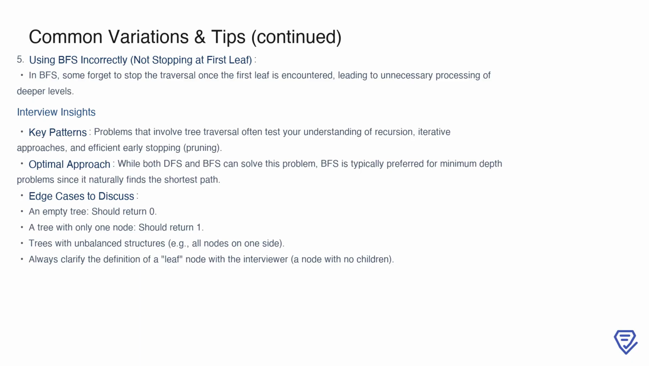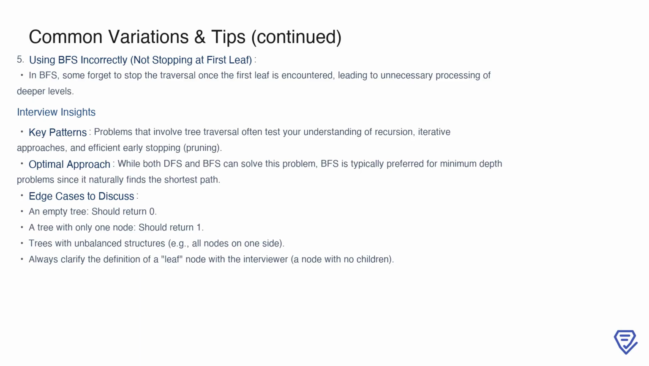Another common error occurs when using BFS but failing to stop at the first leaf node. BFS is particularly suited for minimum depth problems because it explores level by level, so once a leaf is found, you don't need to process deeper levels. In interviews, these types of problems often test your understanding of tree traversal techniques, whether recursive or iterative, and your ability to optimize with early stopping. Although both DFS and BFS can solve the problem, BFS is typically the better choice here due to its natural fit for finding the shortest path.